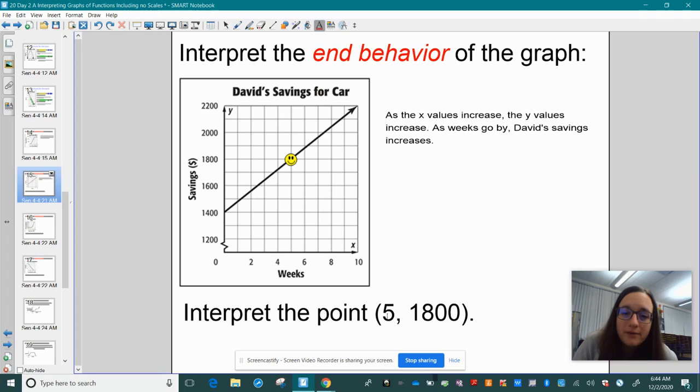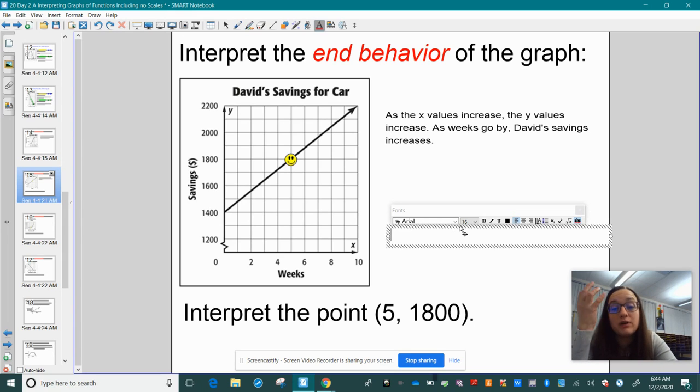So now we're interpreting that point (5, 1800). Now notice we don't put the comma there. That way we don't get confused with the comma for the ordered pair. So we put 5 with its words. 5 is down here as an X value, so it's on our X axis as weeks. So after 5 weeks, David has saved, right? Because we kind of know where this is going here, 1,800 here. It's over here on savings. He has saved how much money? Well, we're labeling it with dollars. 1,800, and this would be a good spot for the comma.